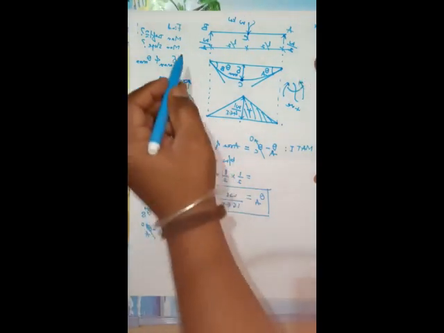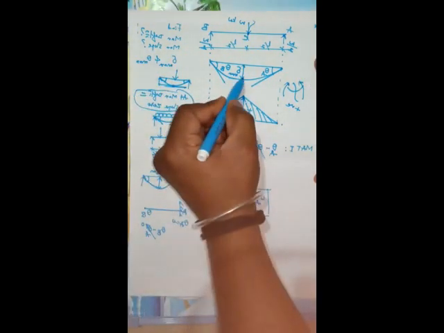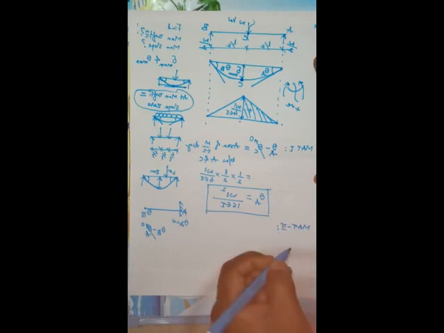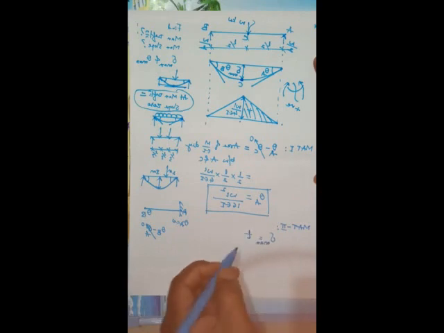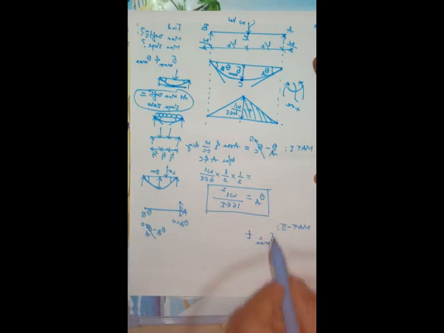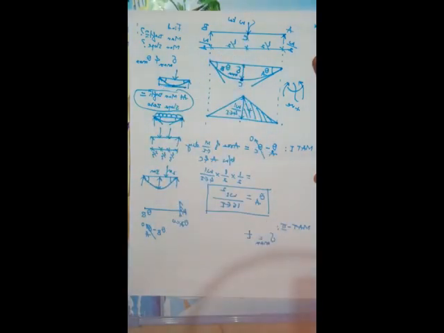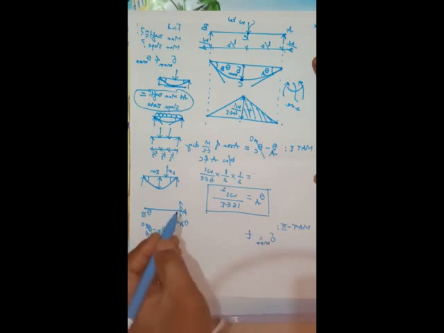Then one more thing we are finding is the maximum deflection, the deflection exactly at the center. That is according to moment area theorem 2. So I need to find the maximum deflection. This I will write as the tangential deviation of point C with respect to the tangent drawn at which point, correct? If you compare with the cantilever beam problems, here it changes.